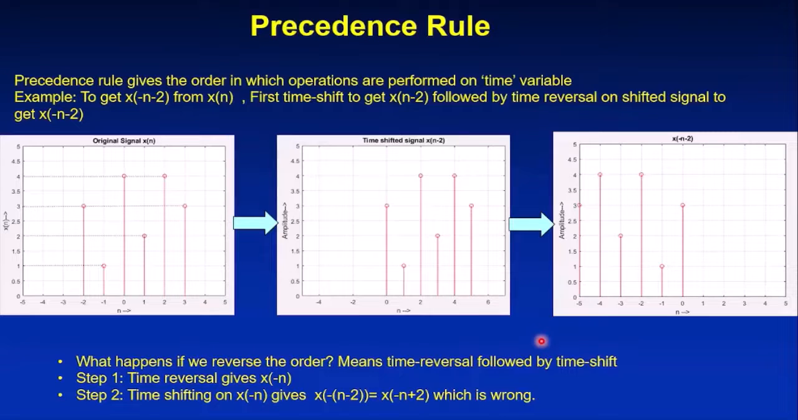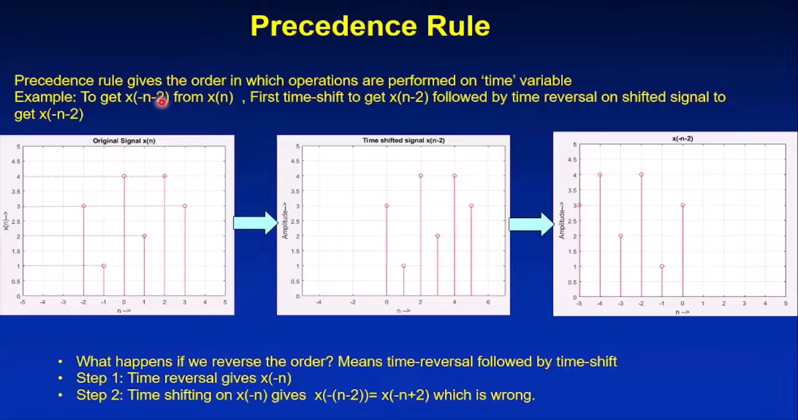Now, time reversal is easy to understand when compared to the time shifting operation. What if you have to perform two operations on the original signal? Let's assume that x of n is given and you need x of minus n minus 2. As you can see here, there is a minus n, which indicates a time reversal operation, and n minus 2 indicates that there is a shift. So in order to obtain this signal, we need to perform two operations: time reversal and time shifting.